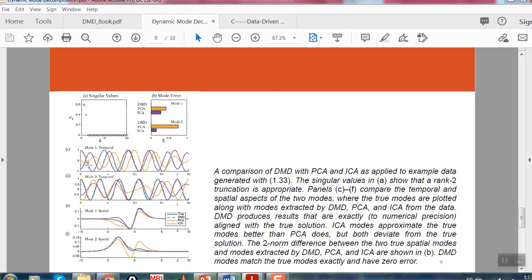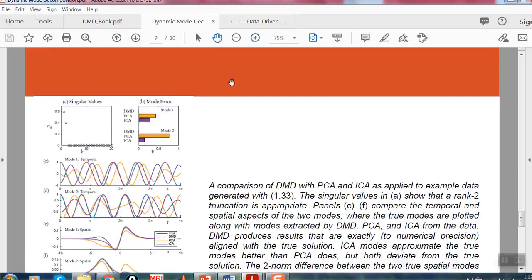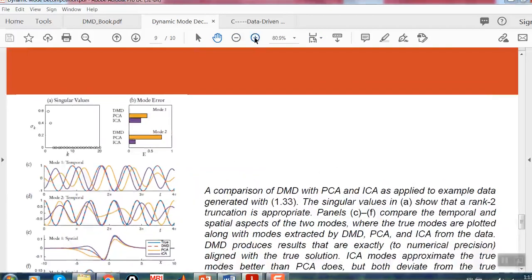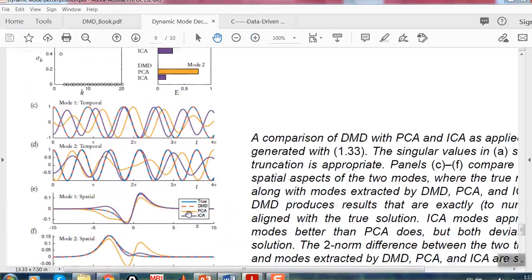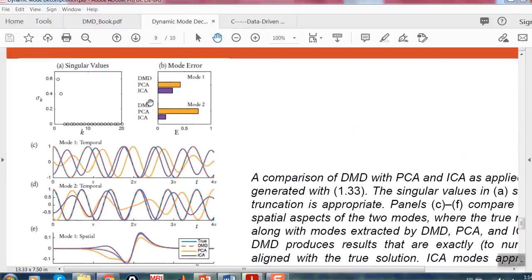Okay, and we can access the temporal function and spatial function using PCA, ICA, and DMD. In these figures, the true ones are in blue and the red is DMD, and you can see that the blue and red are very similar to each other in both temporal and spatial. Also here you see the errors between the true one and the modes of DMD, PCA, and ICA, and you see that the error of DMD is two times less than the other modes.